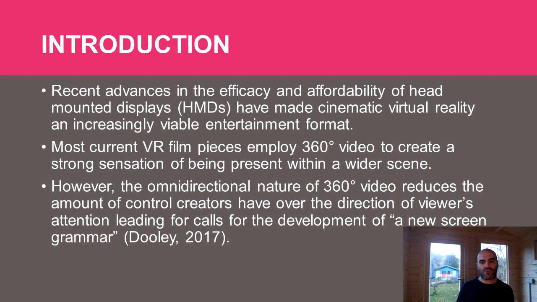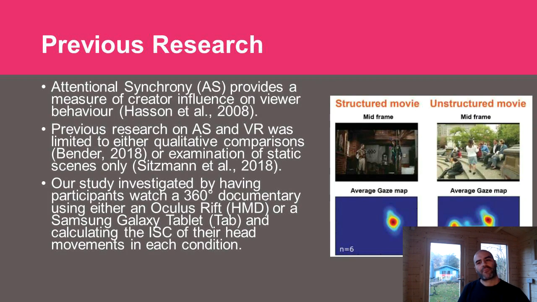However, this omnidirectional nature, this freedom to look around in 360, reduces the amount of control creators have over the direction of viewers' attention, and that's led to calls for the creation of a new screen grammar. One way we might measure the efficacy of any form of screen grammar would be to look at the attentional synchrony of viewers. So here is a slide from Hasson, which shows that in a structured movie, you get lots of people looking at exactly the same place at the same time.